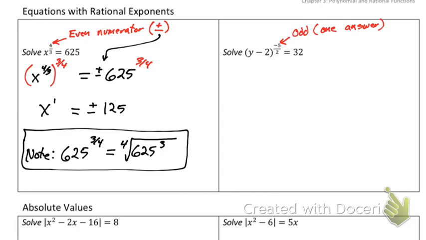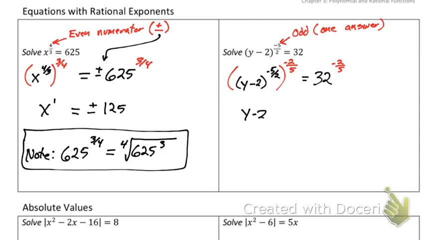All right, so we have (y - 2) to the negative 5 over 2. Well, it doesn't matter how complex it looks. To undo that, we're just going to take the reciprocal of our exponent and raise it to that. So it'd be negative 2 over 5, because negative 5 over 2 times negative 2 over 5 will be a positive 1. Well, that's just going to equal 32 raised to the negative 2 over 5.